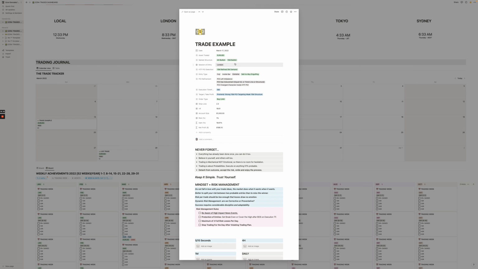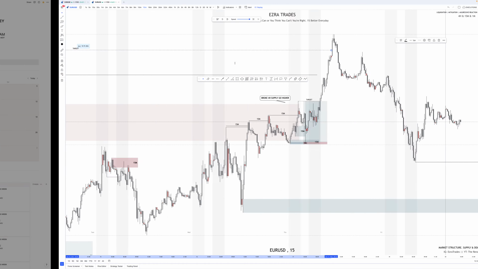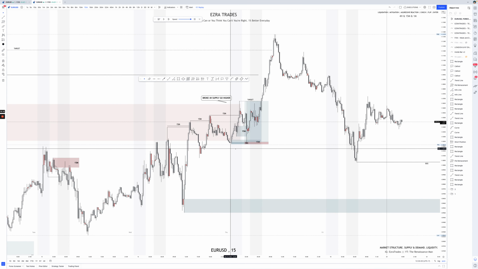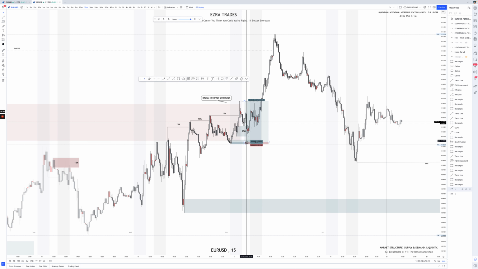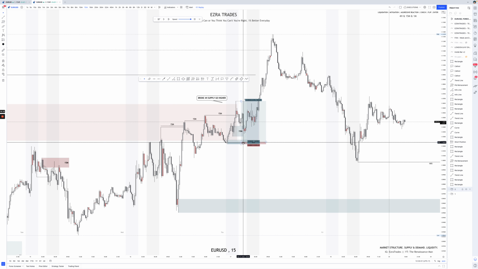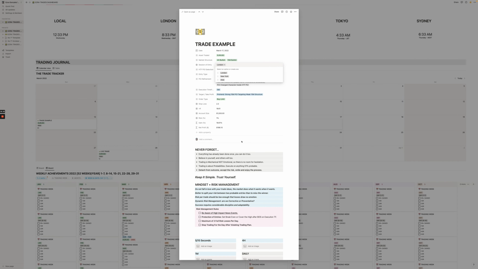Everything's in alignment. The session of this entry was during London. So these are the 3 hours I typically trade during London. This is an example, obviously. So this one's just in between London and New York session, right an hour before New York opens and still during London. So why did we take this trade?